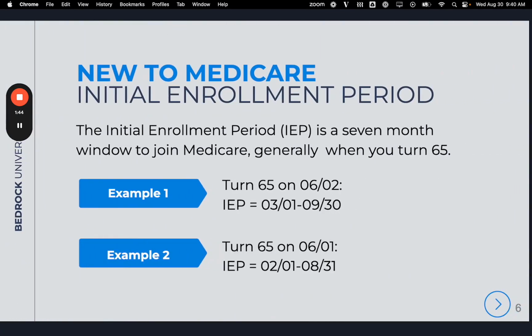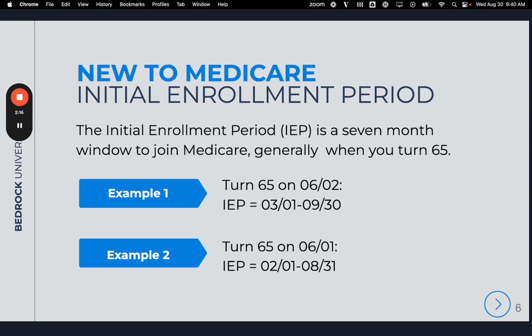The initial enrollment period is a 7-month window to join Medicare, generally when you turn 65. The first and most common example is when someone turns 65 on the second day of the month or later. Their IEP will begin 3 months prior to their birthday month. In this case, someone who turned 65 on June 2nd or later in the month will begin their IEP on March the 1st and end it on September the 30th, or the last day of that month.